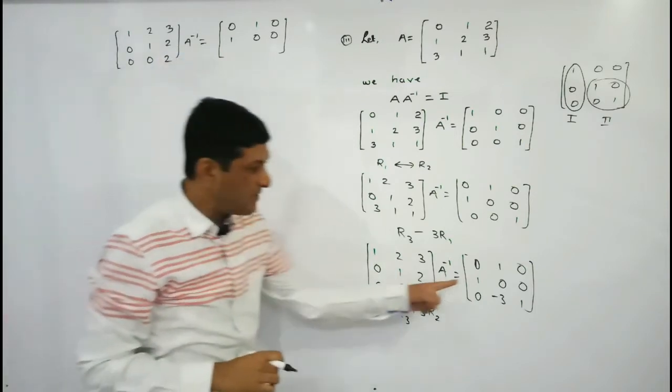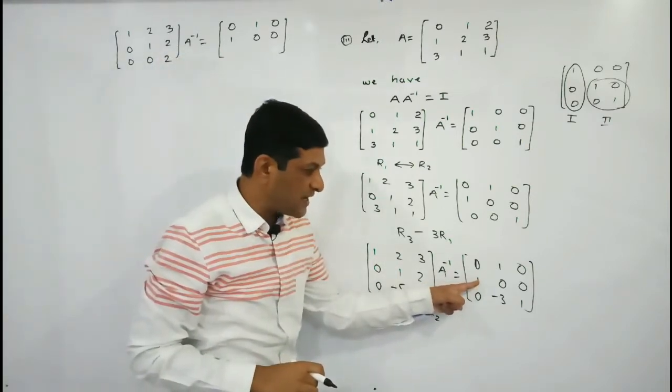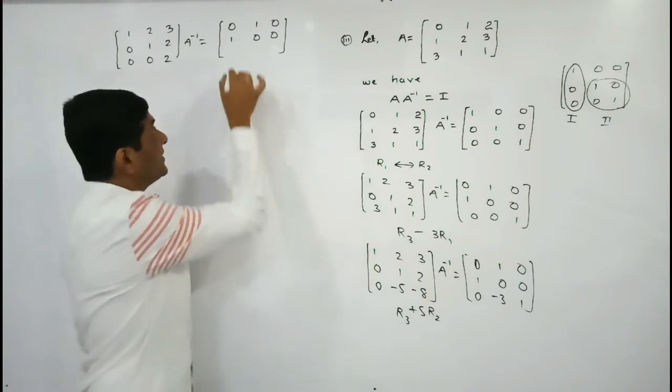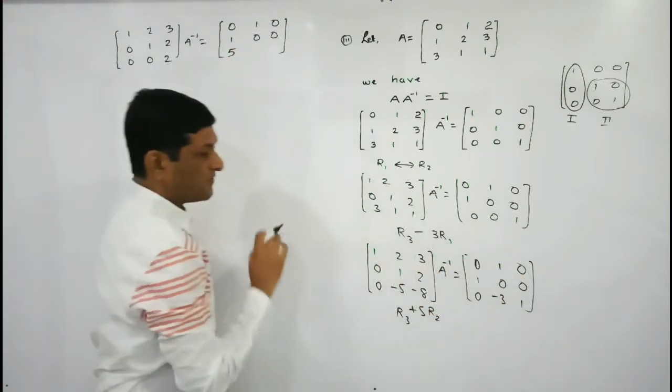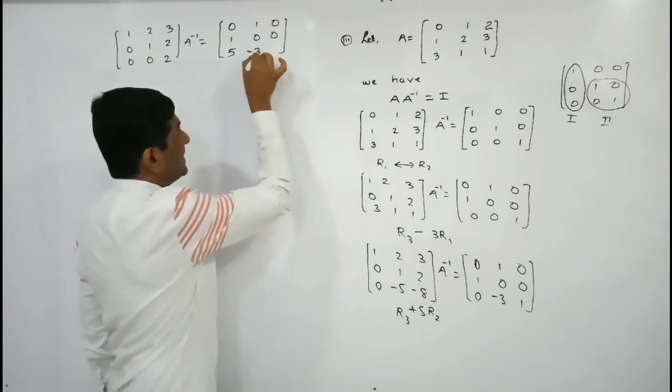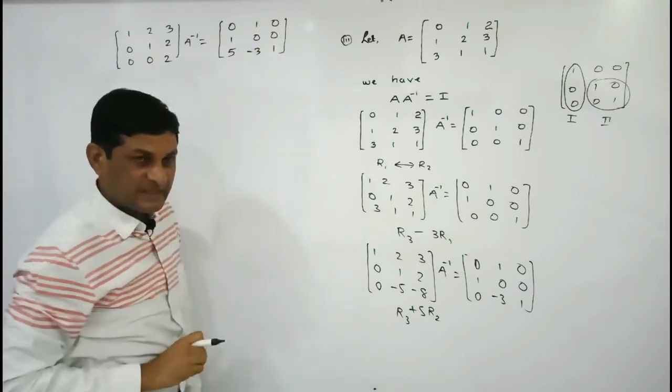Again multiply here by 5. 5 1s are 5. 5 plus 0 is 5. Again here both elements are 0, so the element of R3 does not change. Minus 3, 1. Keep it as it is, isn't it?